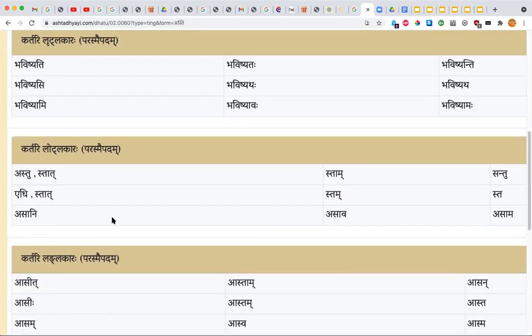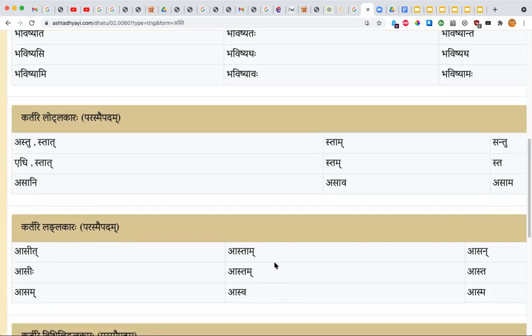Lot lakara: Astu, Astam, Santu, Edhi, Stam, Sta, Asani, Asava, Asama. And Lang lakara: Asit, Astam, Asan, Asih, Astam, Asta, Asam, Asva, Asma.